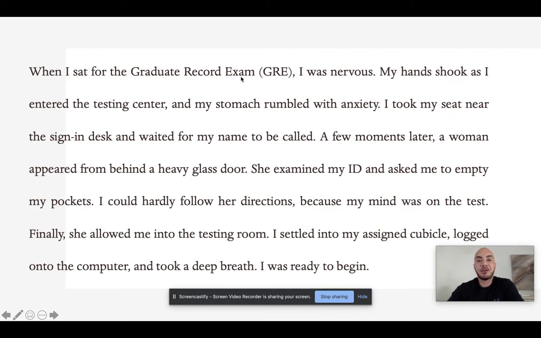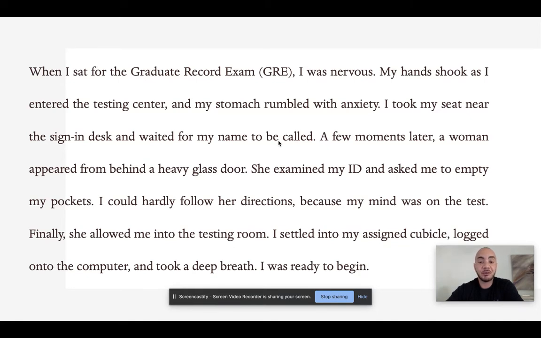When I sat for the graduate record exam, or the GRE, I was nervous. My hand shook as I entered the testing center. My stomach rumbled with anxiety. I took my seat near the sign-in desk and waited for my name to be called. A few moments later, a woman appeared from behind a heavy glass door. She examined my ID and asked me to empty my pockets.